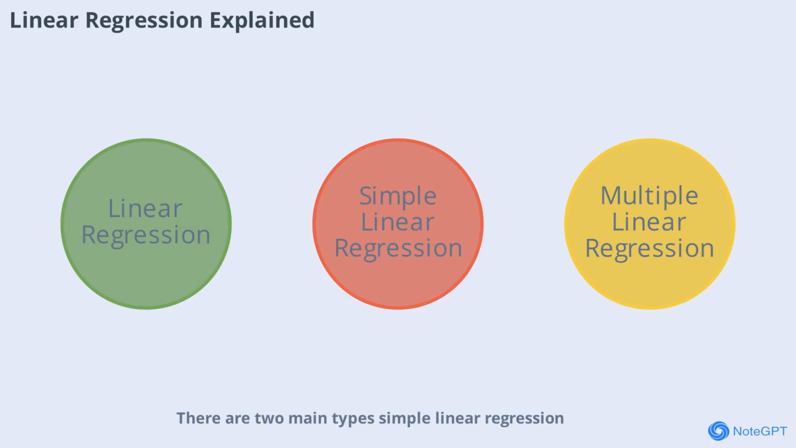There are two main types: simple linear regression, which uses just one independent variable, and multiple linear regression, which uses several. For example, you might predict a test score based only on study hours, or include attendance and previous marks for a more accurate prediction.